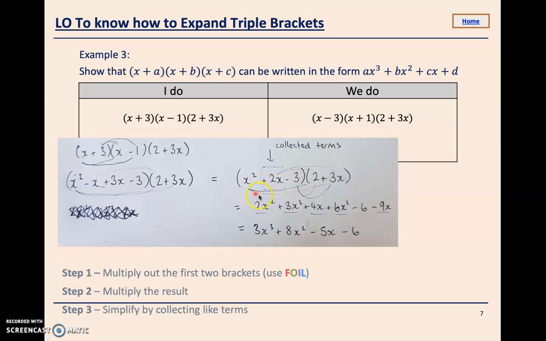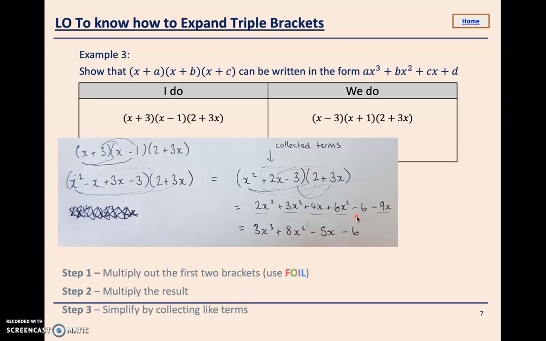We can do the x squared times by both terms, the 2x times by both terms, and then the negative 3 times by both terms. So we have negative 3 times by 2 gives us negative 6. Negative 3 times by 3x gives us negative 9x. Then we collect our terms. So we've got 3 lots of x cubed. We have 2 and 6, so 8 lots of x squared. We have 4 lots of x, positive 4 lots of x, and negative 9 lots of x. So we have negative 5x. And then finally, we have the negative 6.